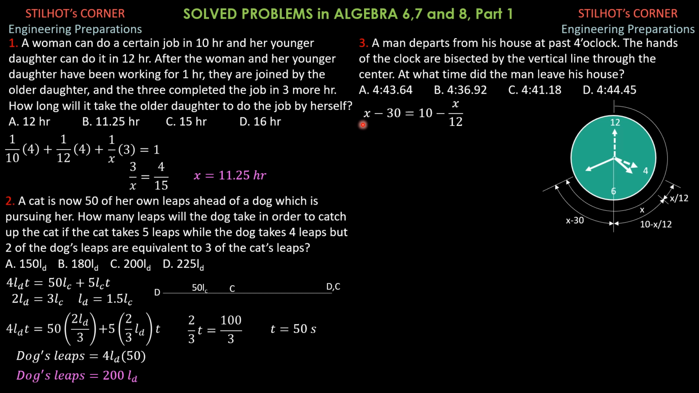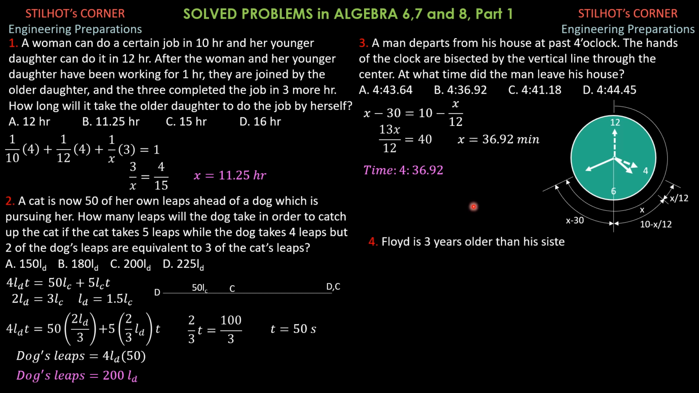So we have x plus x over 12, 13 over 12 x equals 40, 10 plus 30. So x is 40 times 12 over 13. In decimal, that's 36.92 minutes. Therefore, the time would be 4:36.92 o'clock.